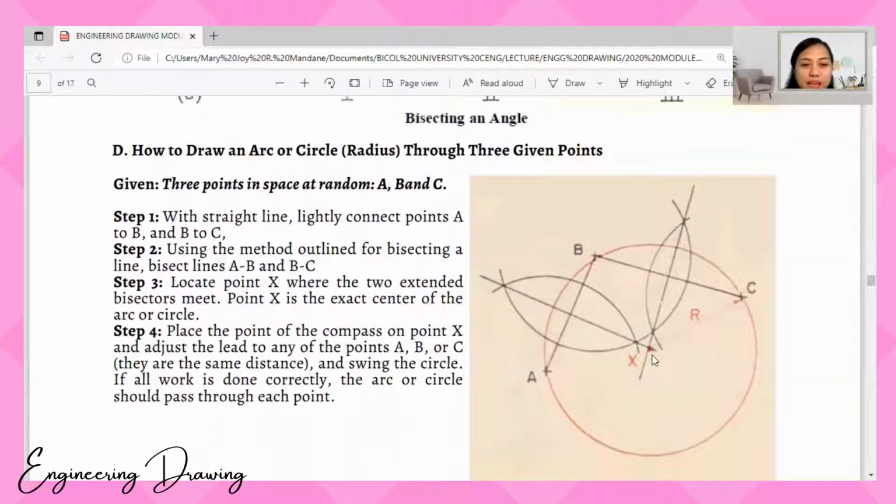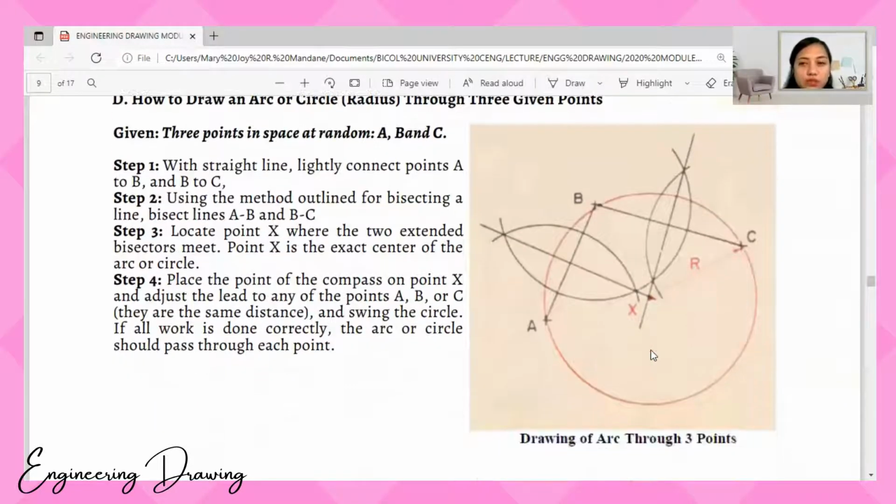So step 4, place the point of the compass on point X, dito yung compass ninyo, and adjust the lead to any of the points A, B, and C. They are the same distance, and swing the circle. If all work is done correctly, the arc of the circle should pass through each point.